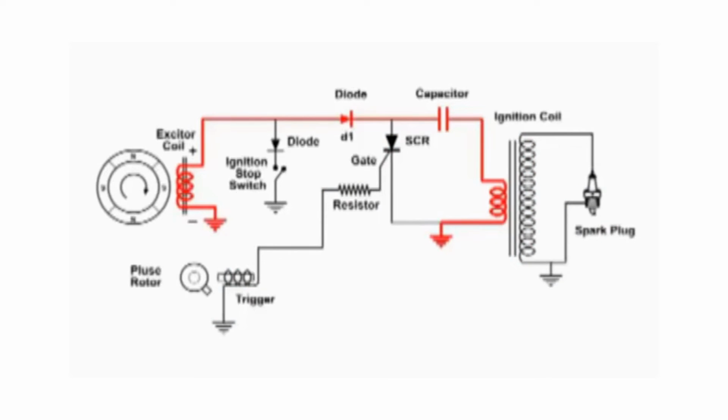Now the capacitor has started charging again, and the voltage and current that is going through the primary of that ignition coil is low enough that it will not produce a spark, but it is enough to start charging the capacitor. I'm going to let this run for a while so you can see the sequence a few times.